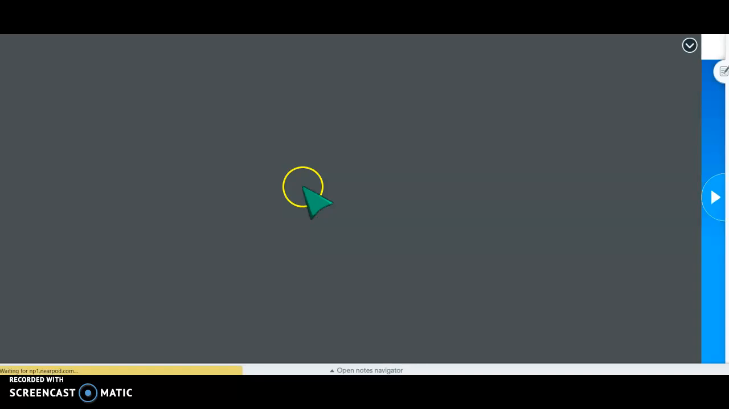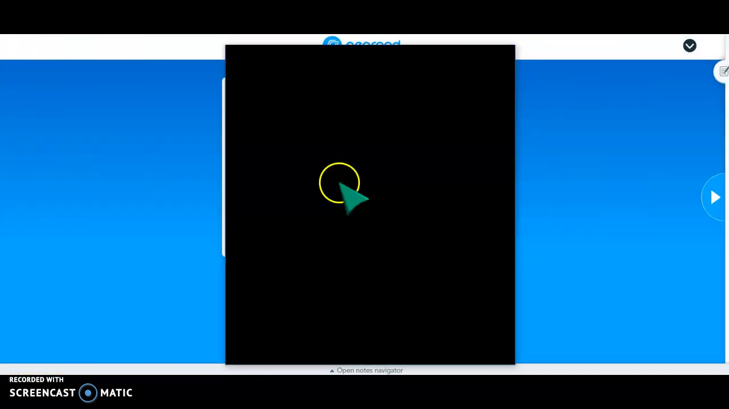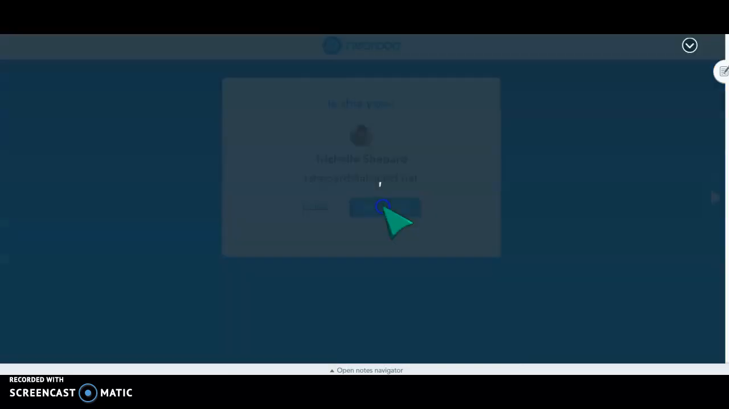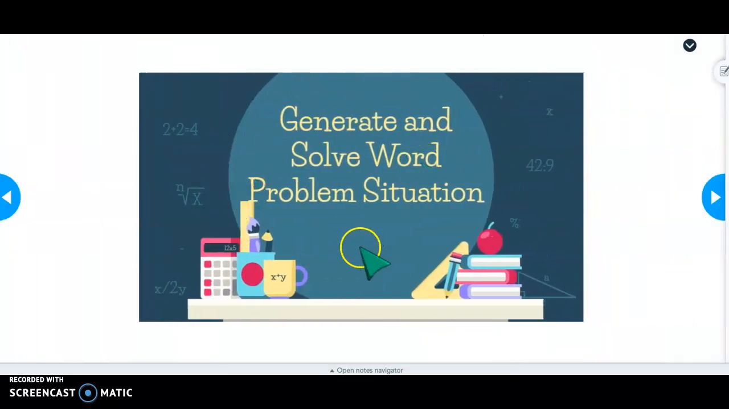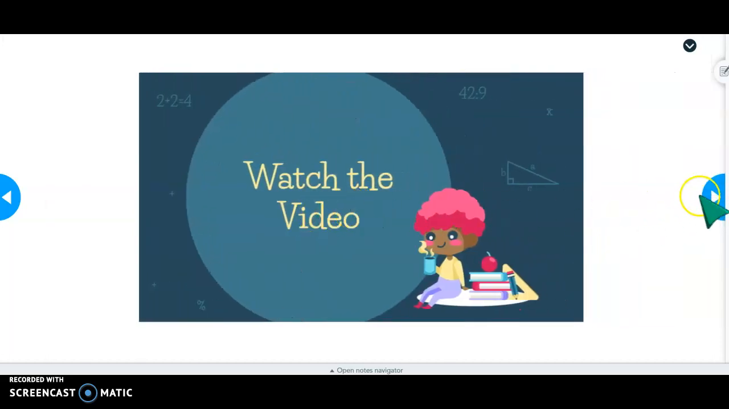You're going to click on the Nearpod, log in with Google. And you're going to complete the Nearpod. You're going to generate and solve word problem situations. So you're going to click through the Nearpod and complete the entire Nearpod. Today you will generate and solve word problem situations. You're going to watch the video on the next slide. You're going to go through and complete the Nearpod, okay guys?